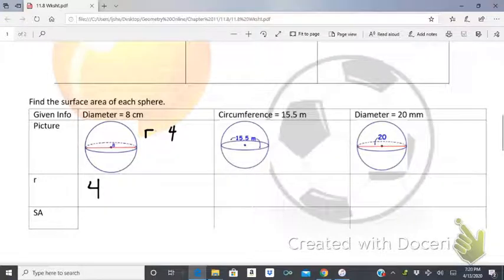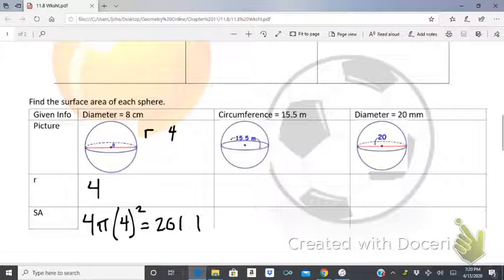So I look at my surface area, which is 4 pi r squared. So I'm going to do 4 times pi times the radius, which is 4, squared, and then I'm going to type it all into my calculator, hit the equals button, and it comes out to 201.1. If you don't trust me, type it into your calculator, hit the enter button, and make sure that it works.